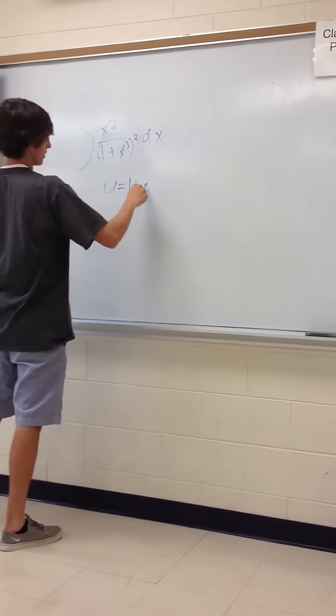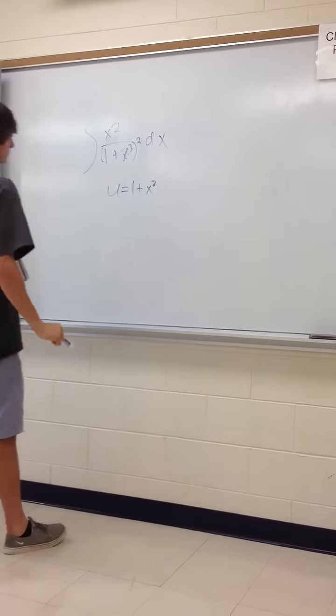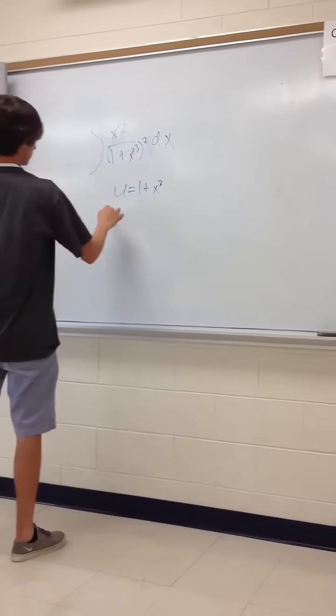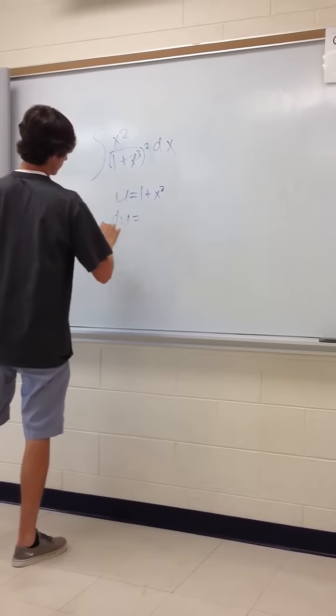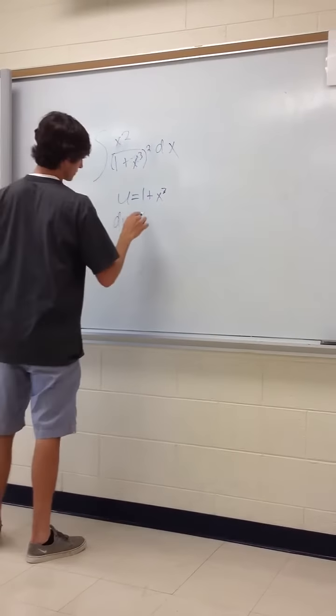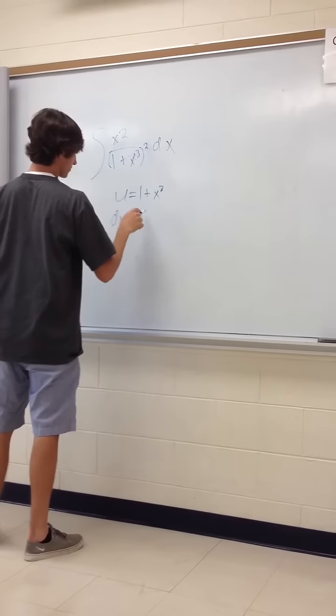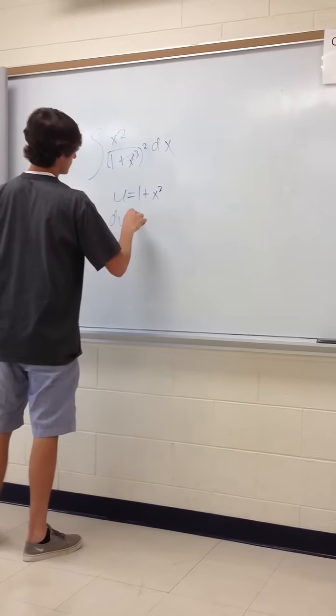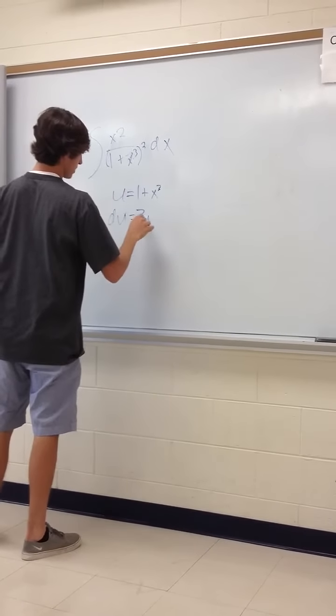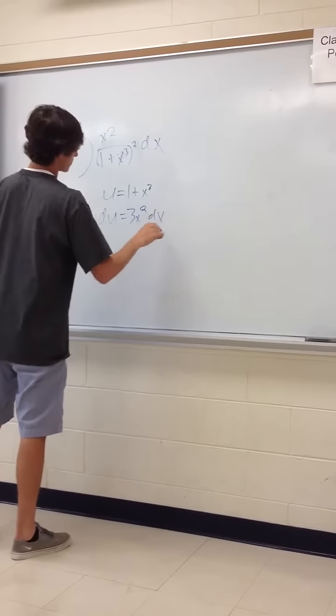u equals 1 plus x cubed. Alright, so then for du, you have to take the derivative of your u. And the derivative of this would be: the derivative of 1 just cancels out, nothing, it's constant. And the derivative of x cubed is 3x squared dx.